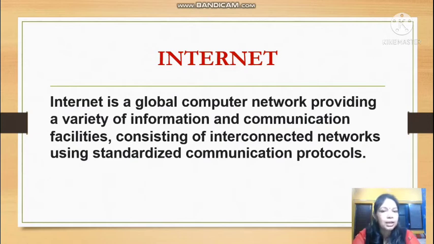Small networks are there, and when all those networks are connected together for the purpose of fetching information, data, and all those things, then it becomes an internet. Okay, so if you go for a proper definition, internet is a global computer network providing a variety of information and communication facilities consisting of interconnected networks using standardized communication protocols.